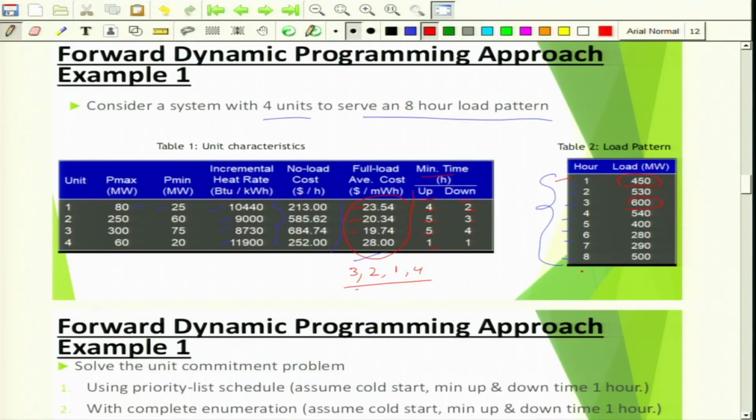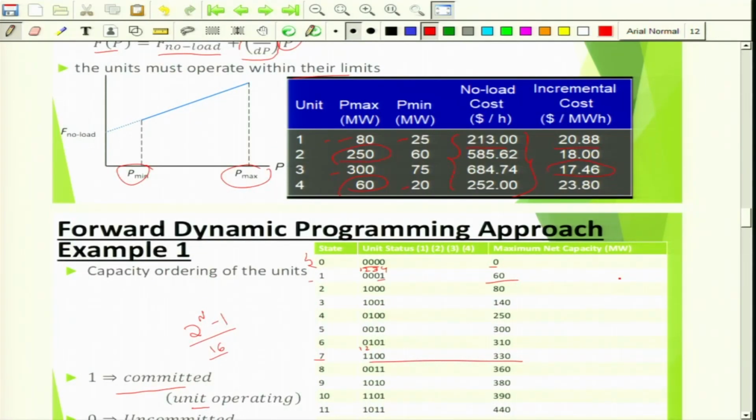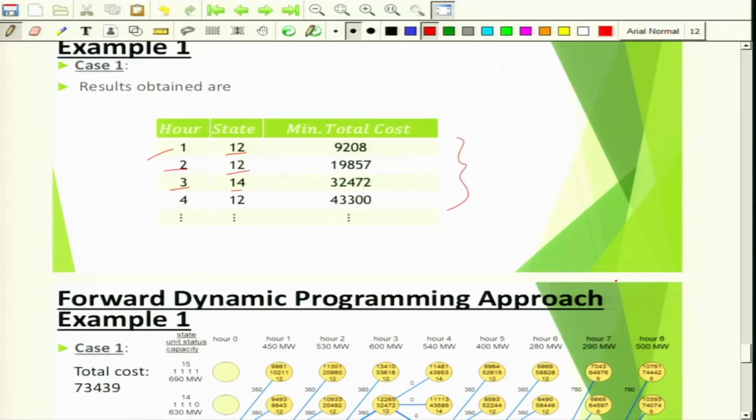This load of 600 megawatt would not have been met by combination 12. So this is technically infeasible to operate. That means x changed from x equal to 3 to x equal to 2 in hour 3. Like that you do it for the remaining hours.